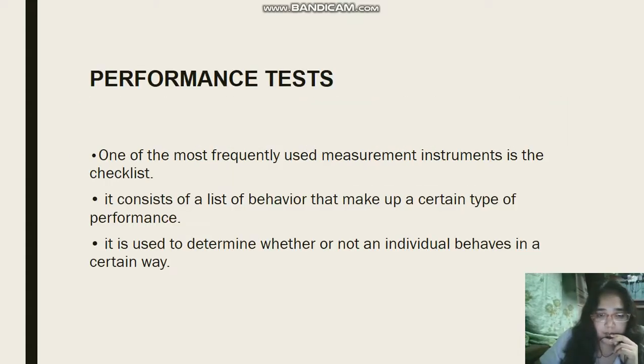Performance test. One of the most frequently used measurement instruments is the checklist. It consists of a list of behaviors that make up a certain type of performance. It is used to determine whether or not an individual behaves in a certain way.